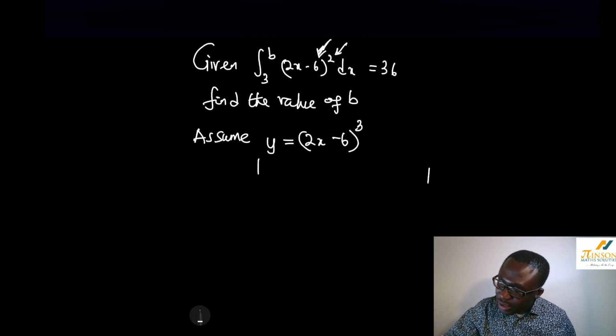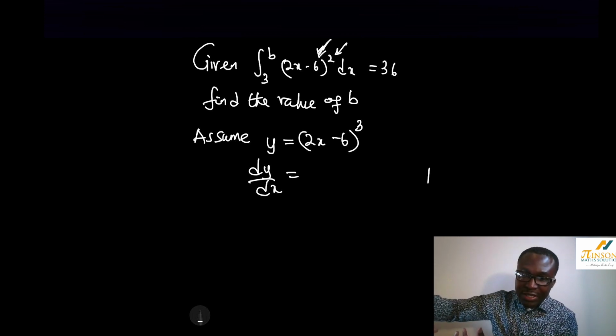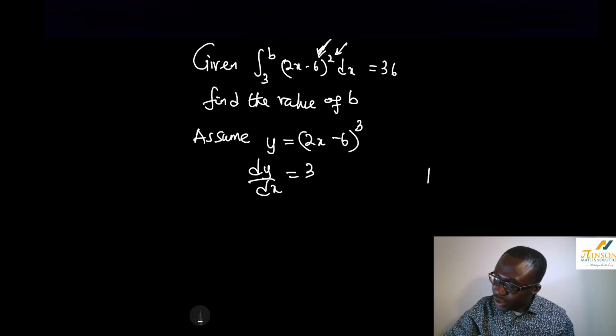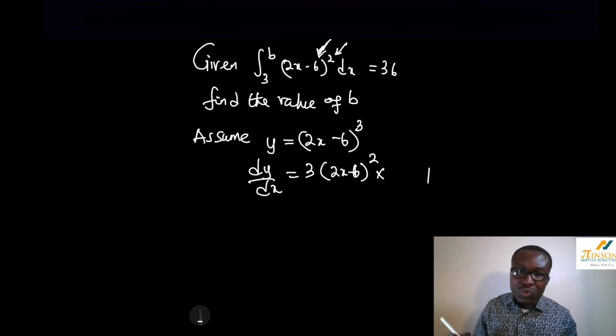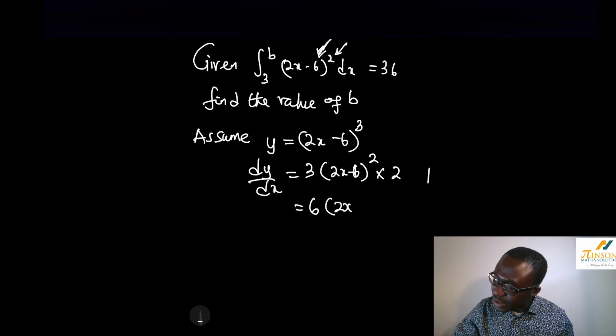So let's check. By differentiating this, I'll differentiate the whole thing times differentiate what is inside. This is important, that we understand how to differentiate things like this. So we differentiate the whole thing, (2x minus 6) squared, and we're going to times it by the derivative of 2x minus 6, which is just 2. This will simplify to give me 6(2x minus 6) squared.